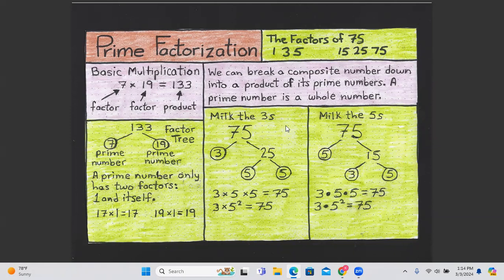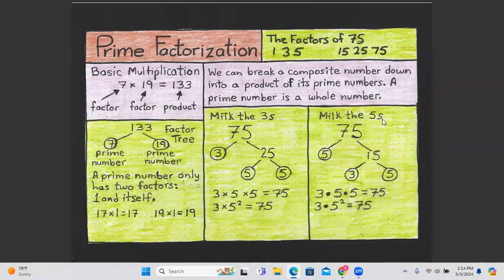And so now let us figure out the prime factors of 75 by milking out the 3's. And if we milk out a 3, we will know that 3 times 25 will give us 75. And keeping in mind that 3 is a prime number, 25 is not. It is a composite number that has two prime factors, which are 5 and 5, because 5 times 5 will give us 25. And so our prime factors for 75 are 3, 5, and 5, which comes out to 3 times 5 times 5, which will give us 75. And that is the same as saying 3 times 5 squared will give us 75.